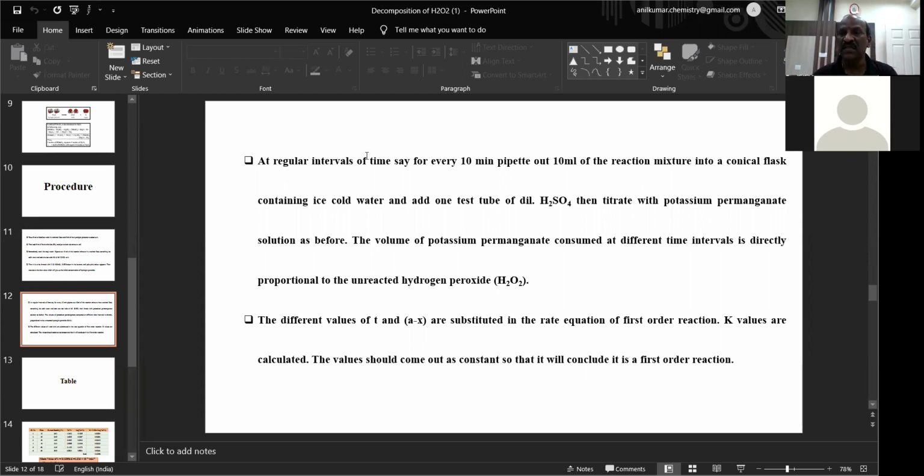Wash the conical flask. And you have to wait for exactly 10 minutes. Suppose the first reading you have taken at 5:20, then the second reading we have to take at 5:30. Here you see we have to maintain a regular interval of time. For every 10 minutes, pipette out 10 ml of the reaction mixture into a conical flask containing ice cold water and a test tube of dilute H2SO4, and again titrate with the potassium permanganate which we have taken in the burette. That's very, very important that you have to keep in your mind.